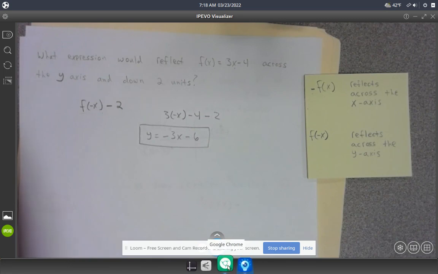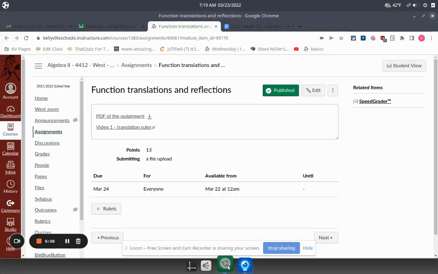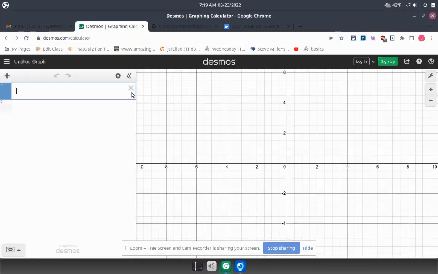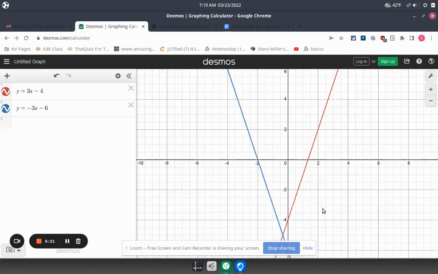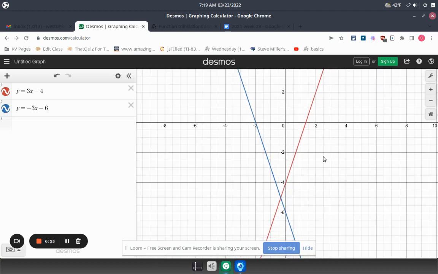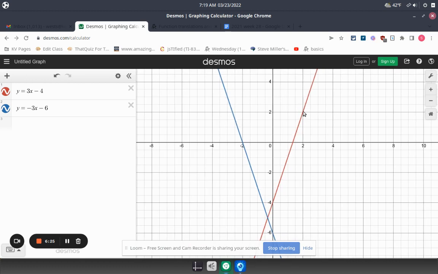Let me go on to Desmos, and I want to graph these side by side so you can actually see the reflection. Y equals 3x minus 4. This is the original function, and negative 3x minus 6. This is the copy, the reflection. Now, it's kind of hard to tell that is exactly what's going on, that it's being reflected across the y-axis and down 2 units.